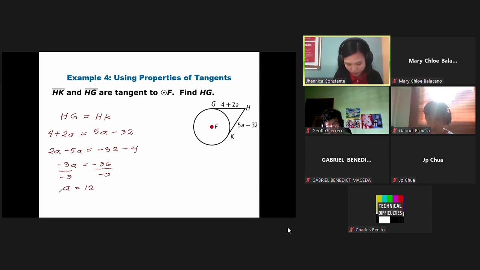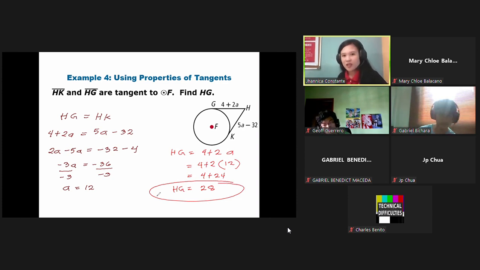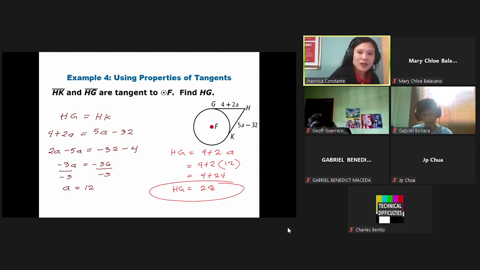So we're going to substitute the given value of A into the measurement of HG, which is 4 plus 2A. So HG is equal to 4 plus 2A. So 4 plus 2 times the value of A, which is 12. So 4 plus 24 is equal to 28. So that is the exact measurement of our tangent HG, which is equal to 28. So that's how we use the theorem about the two tangents.